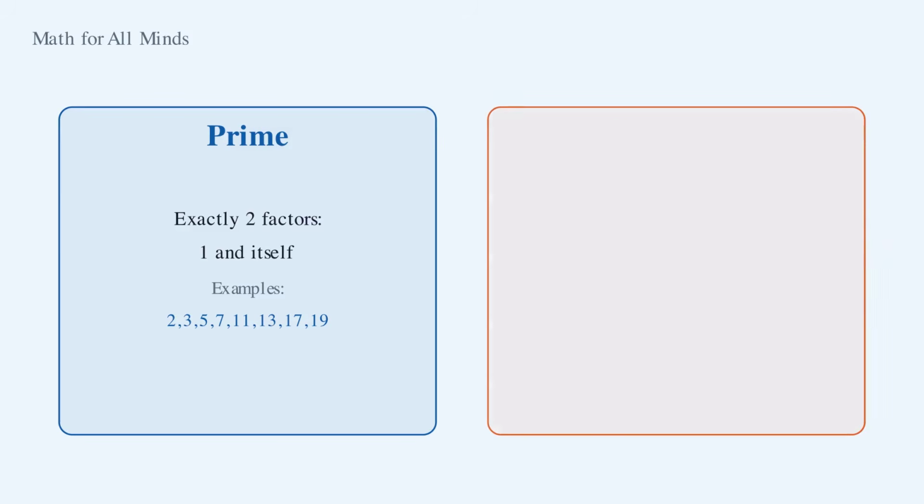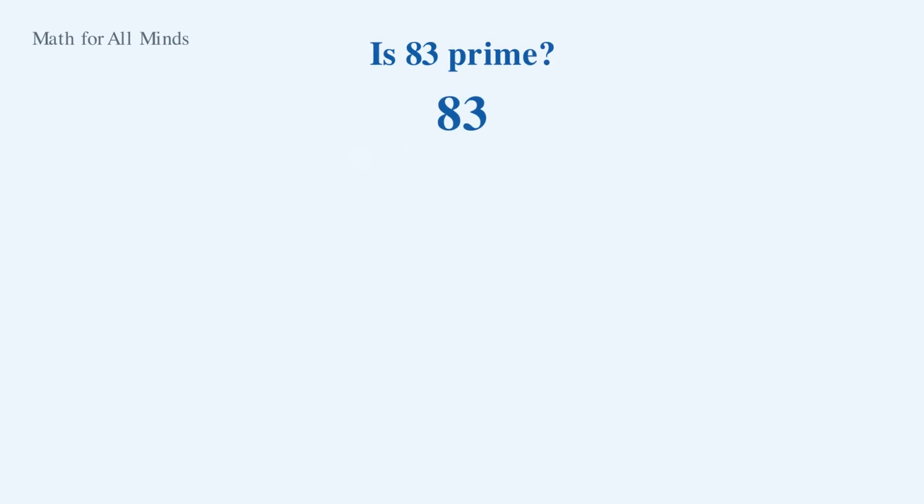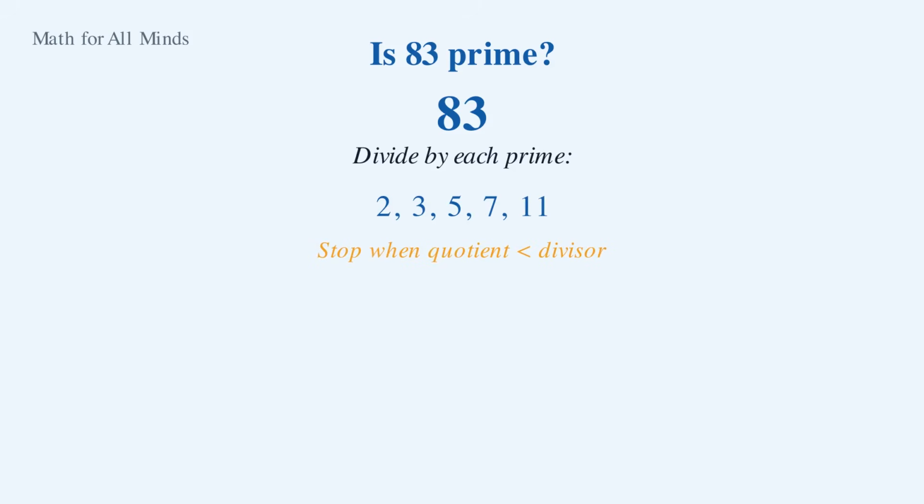A number greater than 1 that has more than 2 factors is called composite. To test if a number is prime, try dividing it by each prime: 2, 3, 5, 7, 11, and stop when the quotient is smaller than the divisor.